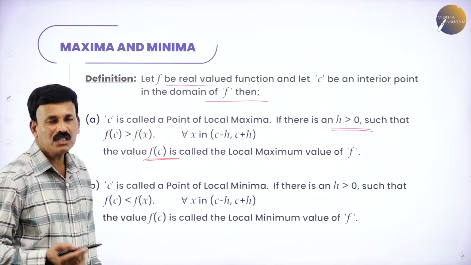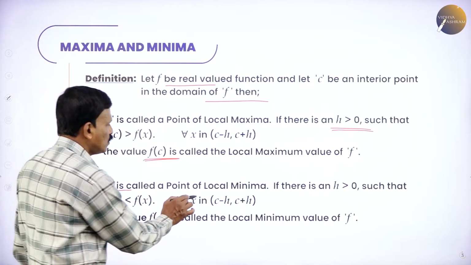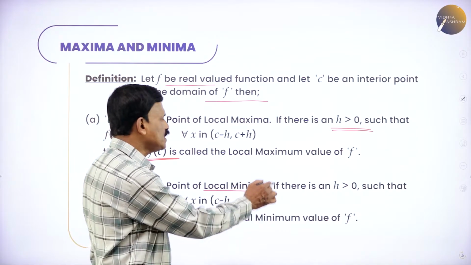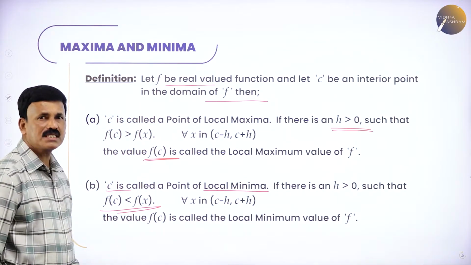Similarly, when do you call the local minimum value of the function? c is called a point of local minima if there is an h greater than 0 such that f of c is less than f of x.